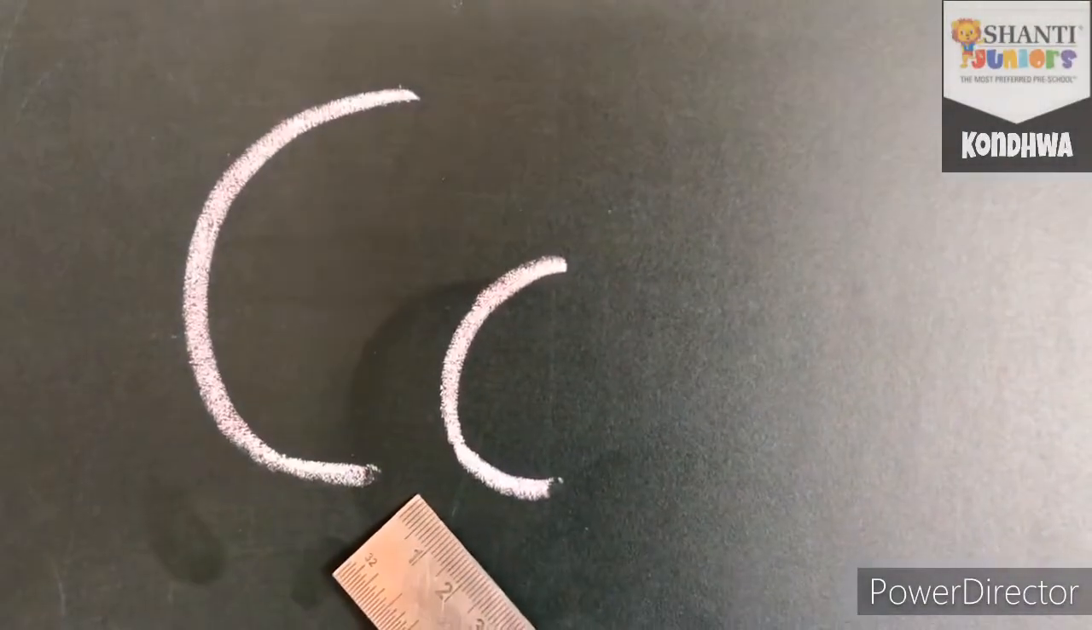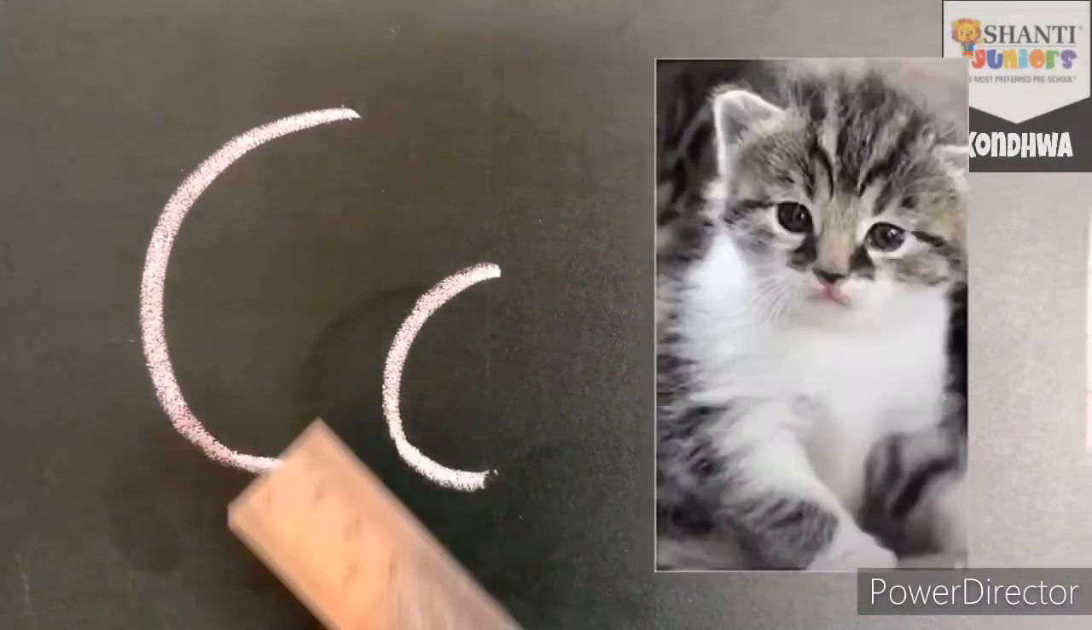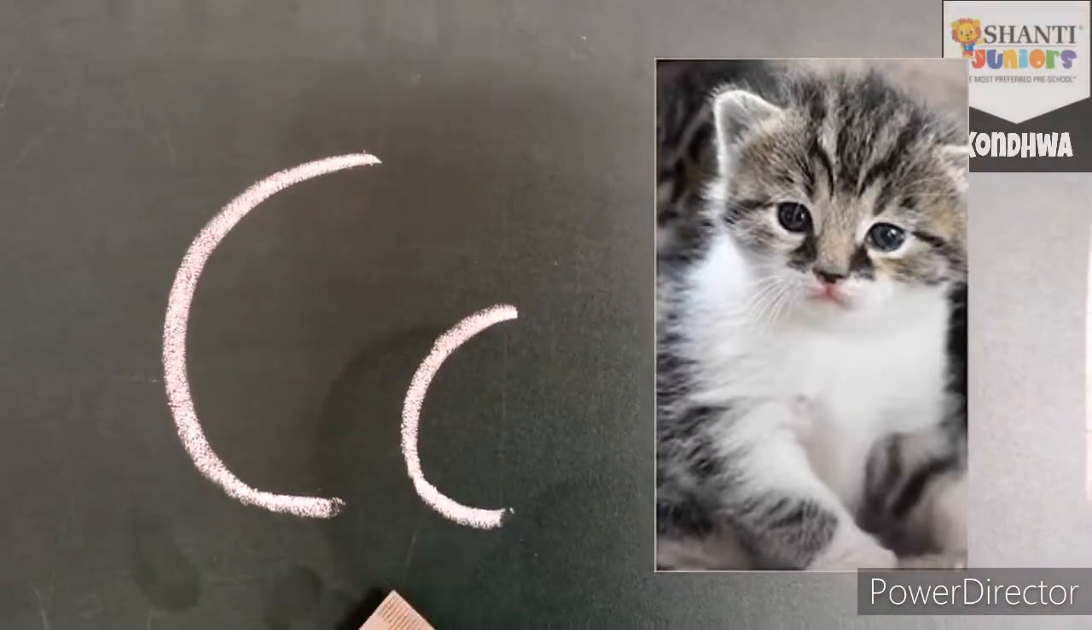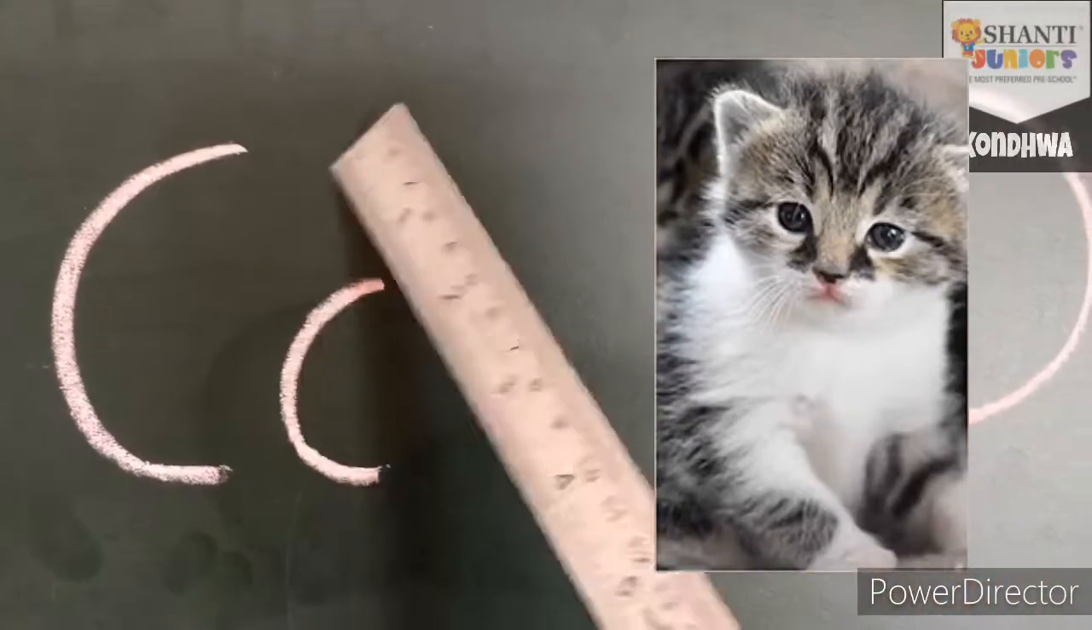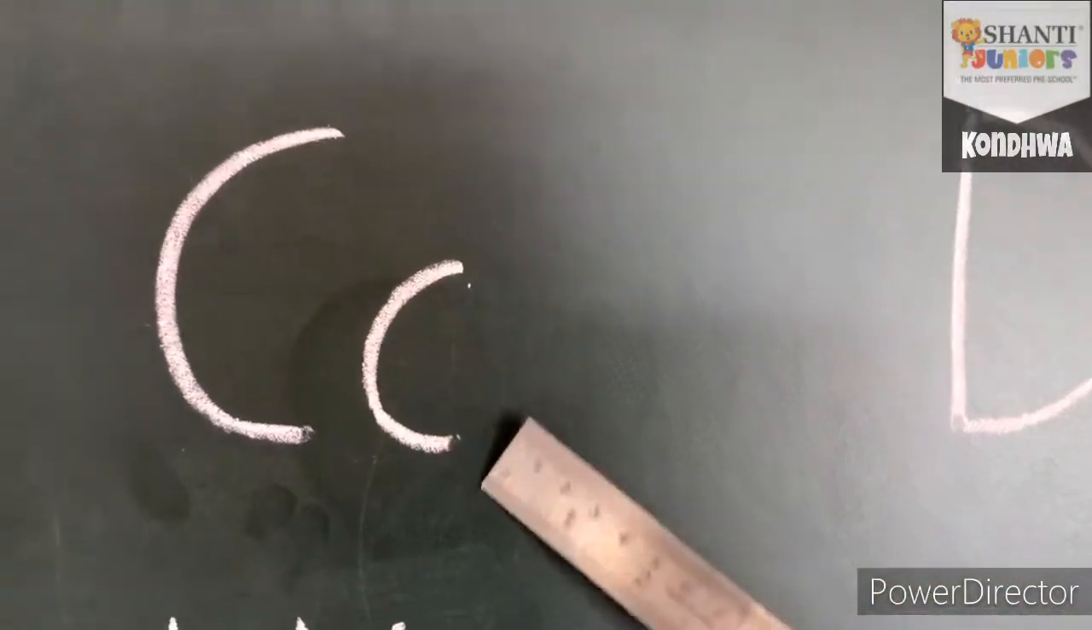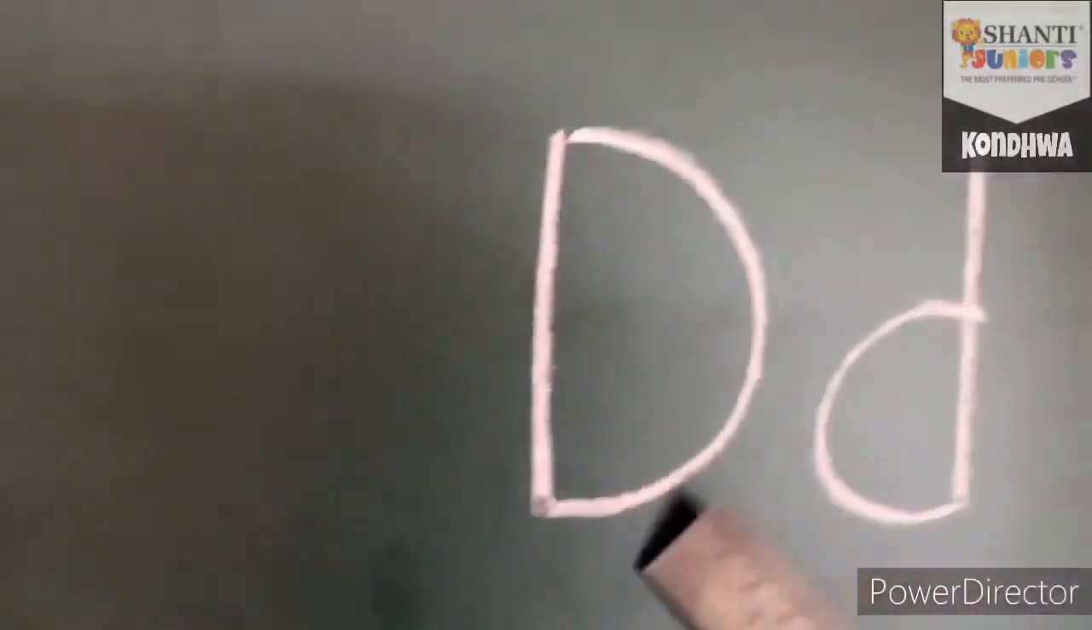Which letter is this? This is C. This is capital C. This is small c. C for cow. C for cat. Okay. Now we will come to the next letter.